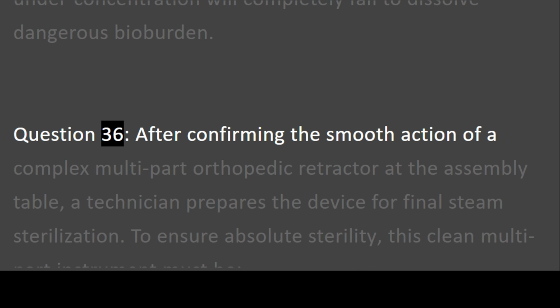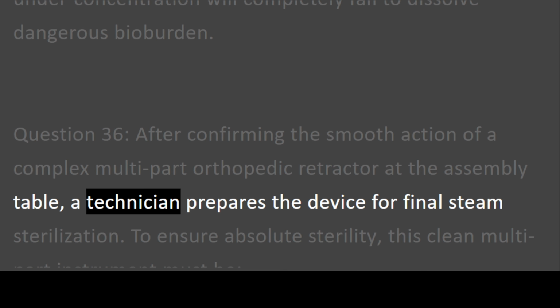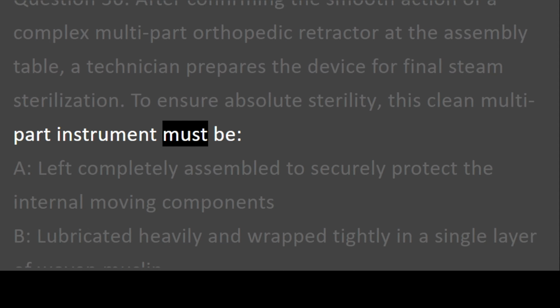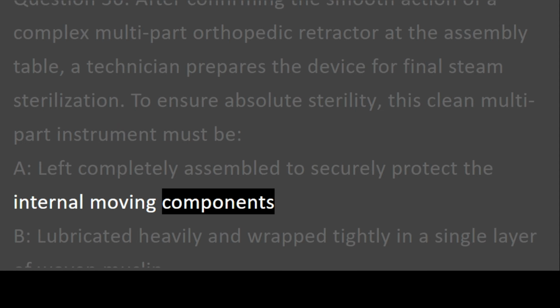Question 36. After confirming the smooth action of a complex multi-part orthopedic retractor at the assembly table, a technician prepares the device for final steam sterilization. To ensure absolute sterility, this clean multi-part instrument must be A. Left completely assembled to securely protect the internal moving components.